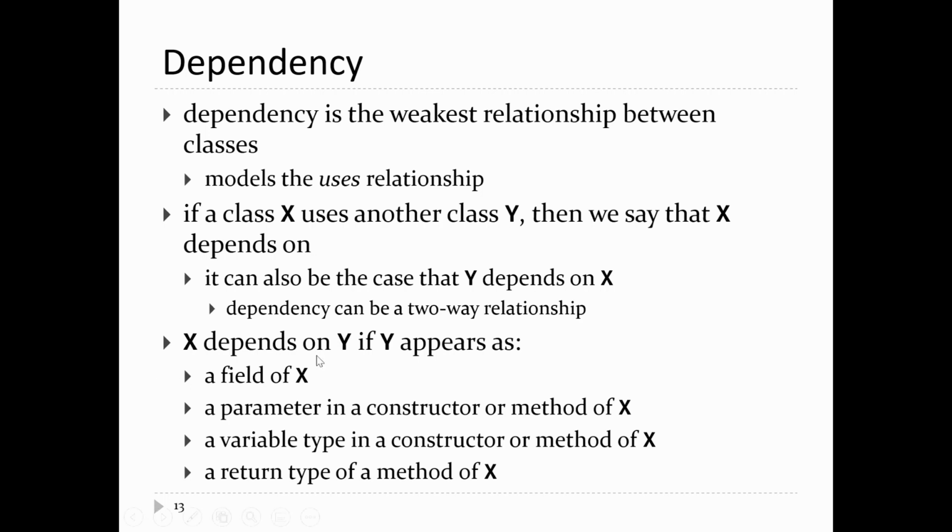Right? So if X has a field of type Y, then X uses Y. There's a dependency relationship. If X has a method that has a parameter of type Y, then X uses Y. If inside a method or a constructor you use the class Y, then X depends on Y. If inside a method you return an object of type Y, then X uses Y. So in other words, if your class has any mention of the type Y, then it uses Y.